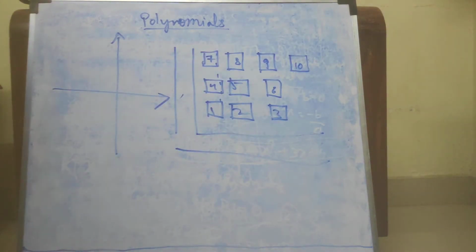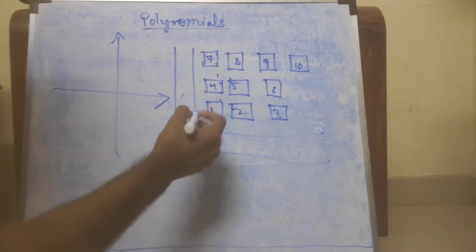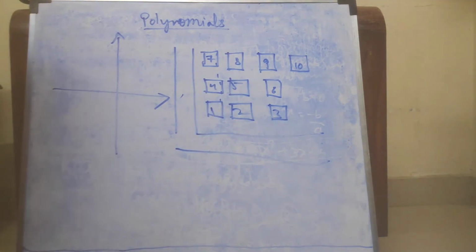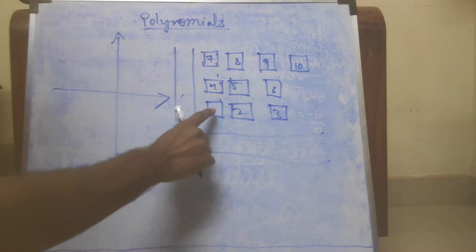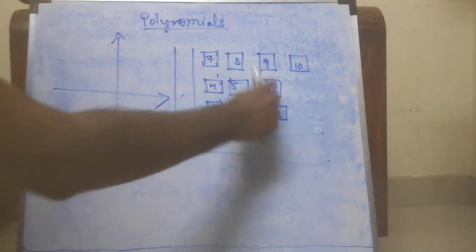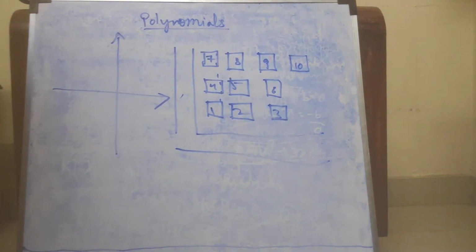So now the question arises: how will we identify these houses? How will I identify these houses? Now if we see from the top view, 1, 2, 3, 4, 5, 6, I have labeled them, so it is very easy to identify.